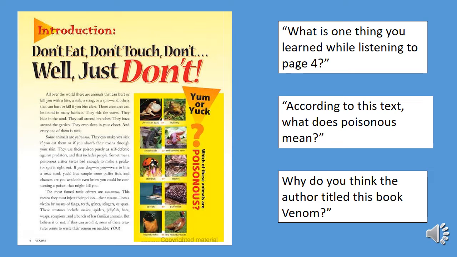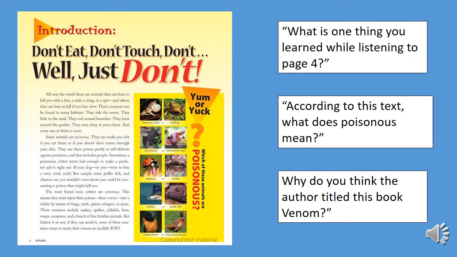Introduction. Don't eat, don't touch, just don't. All over the world, there are animals that can hurt or kill you with a bite, a stab, a sting, or a spit, and others that can hurt or kill if you bite them. These creatures can be found in many habitats. They ride the waves, they hide in the sand, they coil around branches, they buzz around the garden, they even sleep in your closet, and every one of them is toxic.